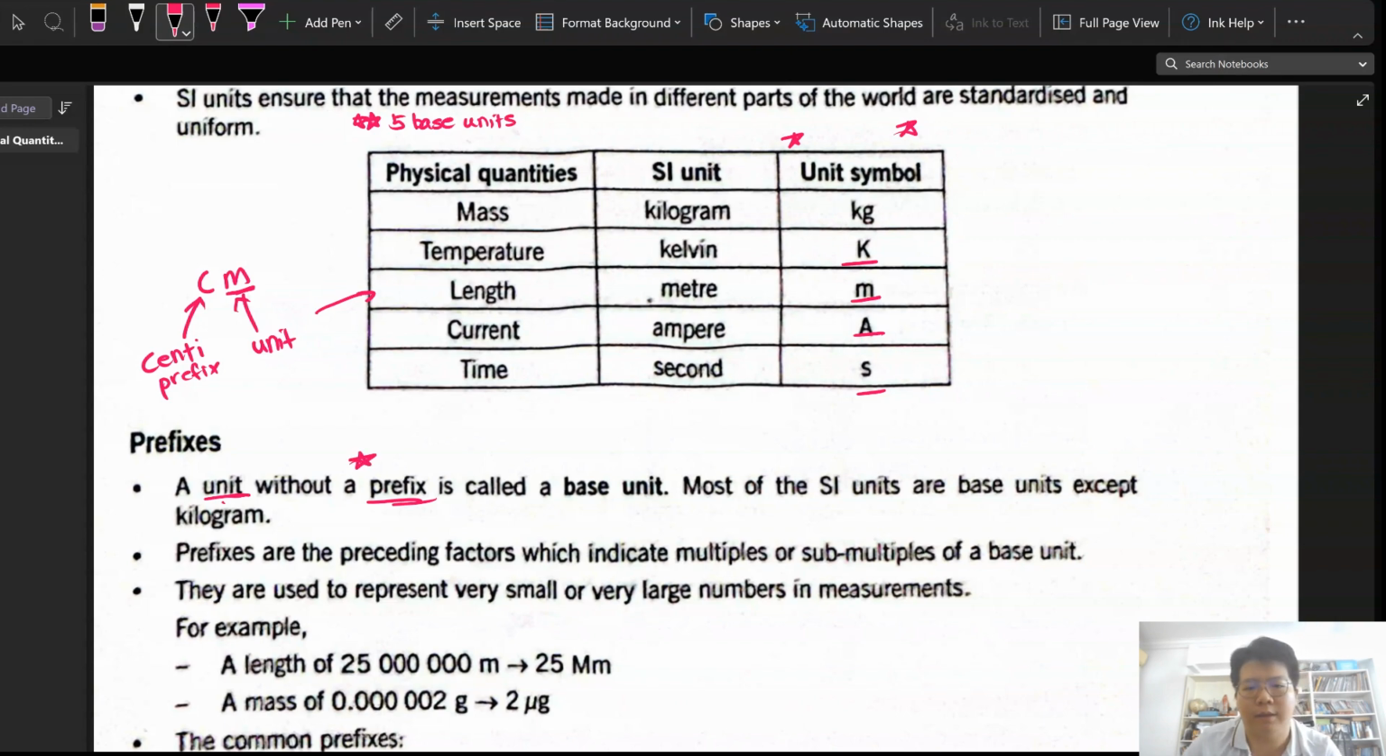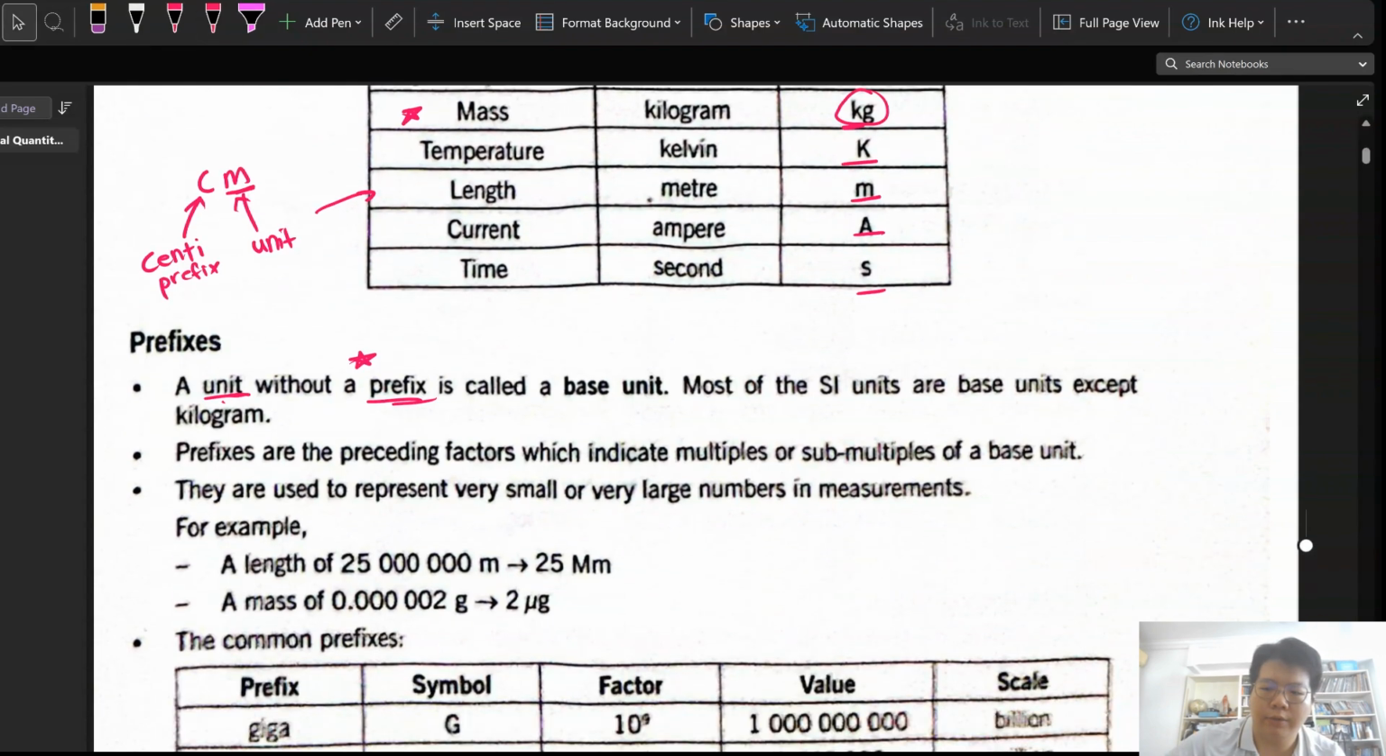And then you might be asking me, but mass over here has K. Doesn't K represent kilogram? The answer is correct. Mass is the only exception to this rule. So for mass, the SI unit will be kilograms and not grams. Always remember this, mass is the only exception. Okay, so let's go on further.